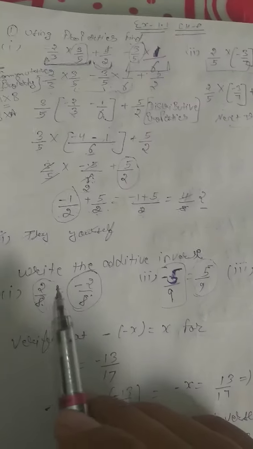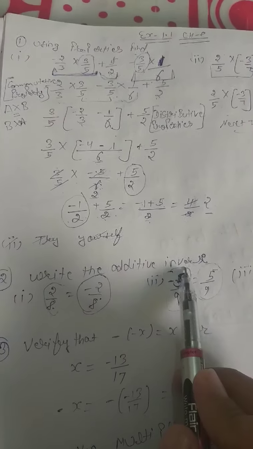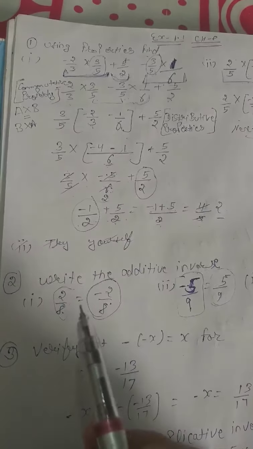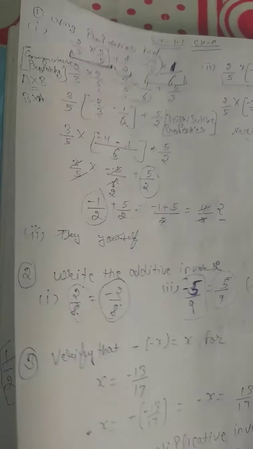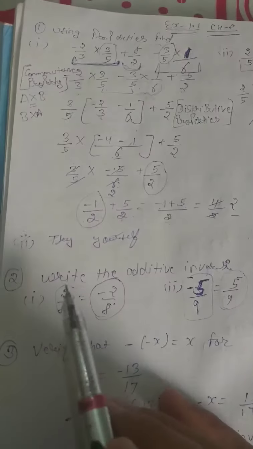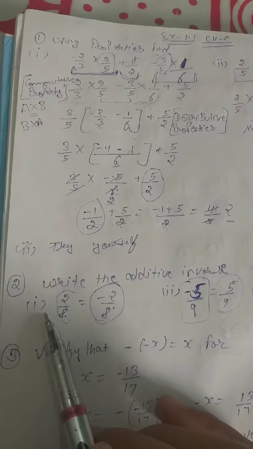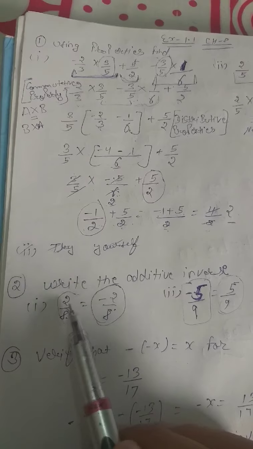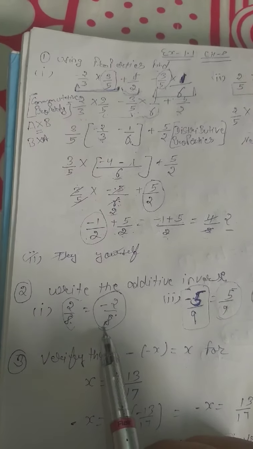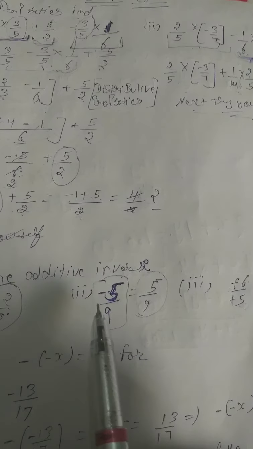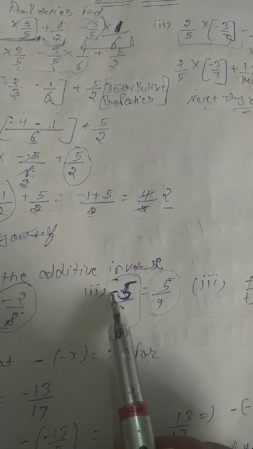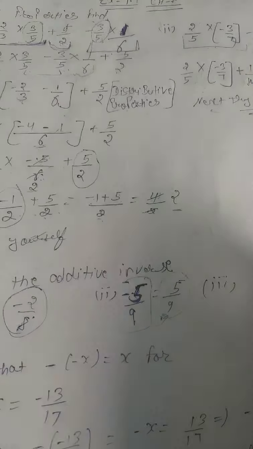Question number 2. Write the additive inverse. The additive inverse is nothing, just change the sign. If you have a positive sign, the answer is negative. If you have a negative sign, the answer is positive. So first part, the question is 2 by 8. The question is positive, so the answer is minus 2 by 8. Second part, the question is minus 5 by 9. The question is negative, so the answer is plus 5 by 9.